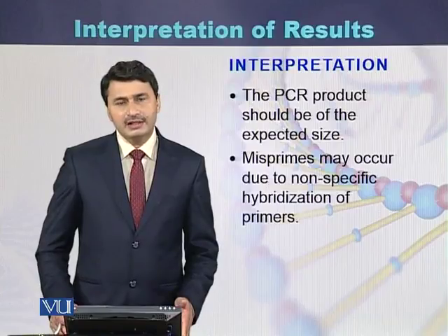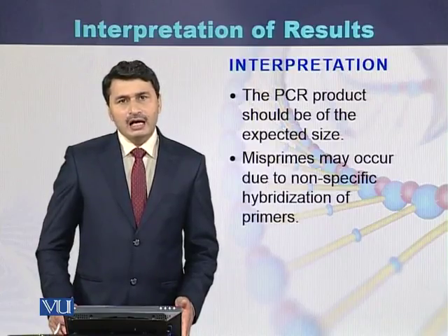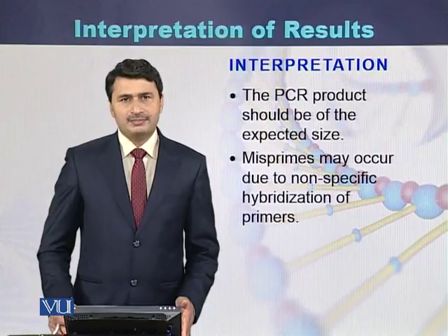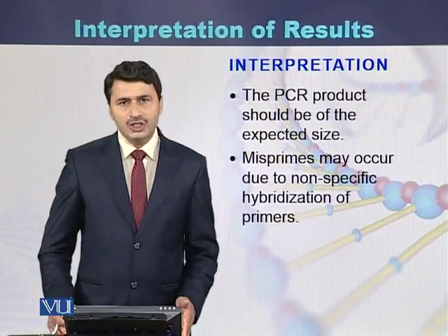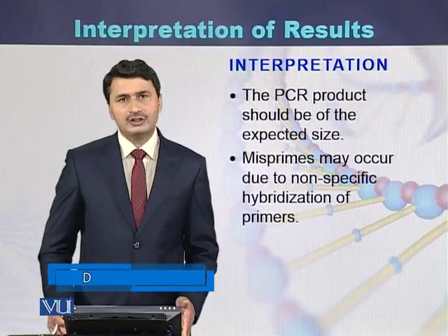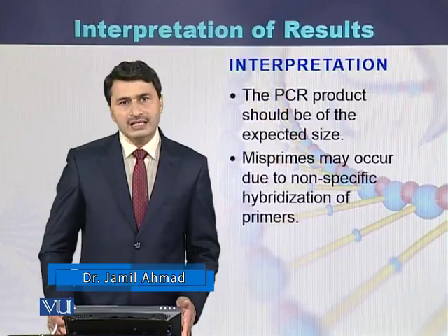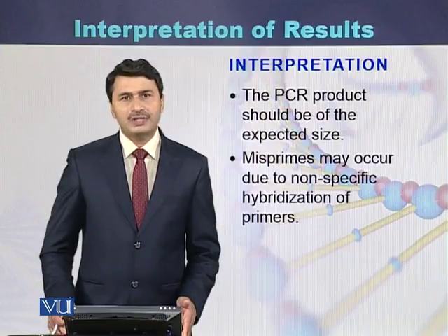Mispriming may occur due to the attachment of the primers at points other than the original point of attachment, because they are oligonucleotides. If they do not attach to the original location and attach to other locations of the DNA, then as a result of this mispriming, other regions on the DNA can also be amplified.